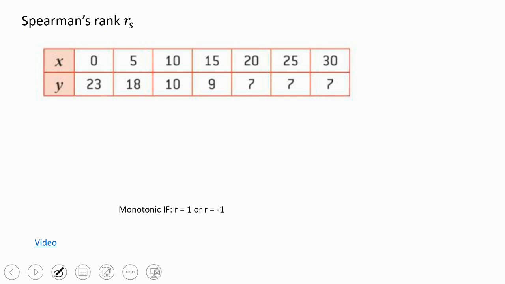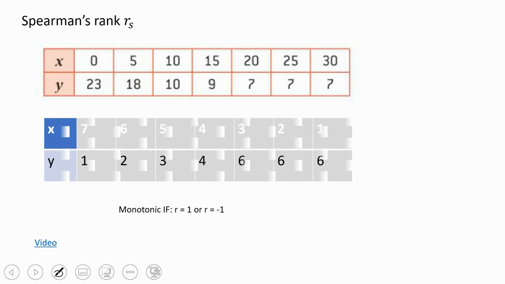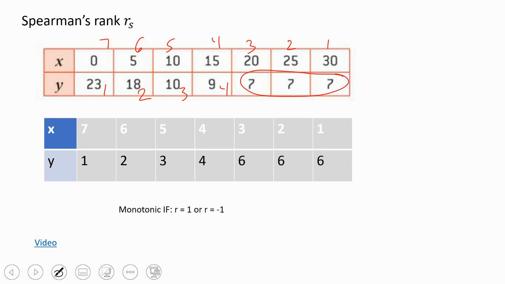Spearman's rank. We rank the coefficients from highest to lowest. So the first one's pretty easy because they go in order. The second one starts out easy. 1, 2, 3, 4, and then we have a tie. And so these are 5, 6, and 7 sharing that space. So 5 plus 6 plus 7 divided by 3, they all get 6s.